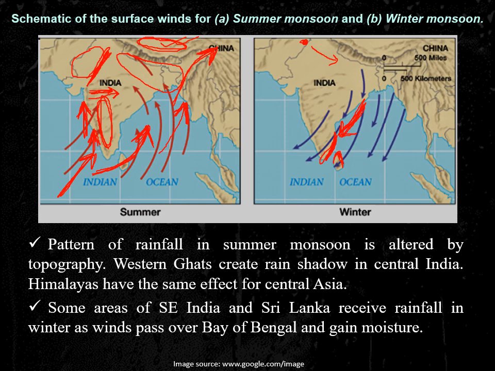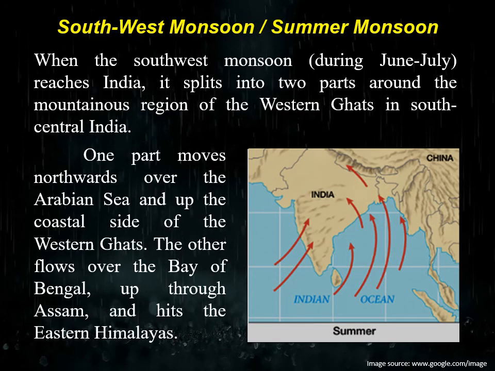So the summer monsoon, as I already told you, the general flow is from south, particularly southwest to northeast, one part moving northwards along the Arabian Sea side, along the western coast of India, another part moving towards the Bay of Bengal and reaching Assam, Myanmar, and the Gangetic Plains. And this happens during summer.